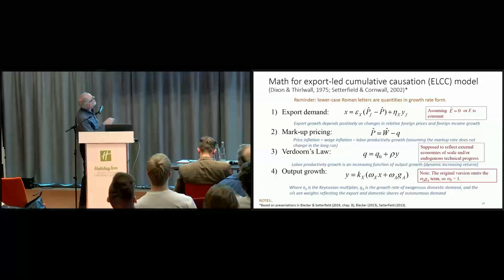First equation is an export demand function. The second one is a markup pricing equation, but with a constant markup. So the rate of price inflation, and this is related to Mark Lavoie's presentation, if the markup is stable, just equals the rate of wage inflation minus the rate of productivity growth. Productivity growth is an increasing function of output growth following Verdoorn's law. And then there's some kind of multiplier relationship relating export growth to output growth. And I'll spare you all the details for reasons of time.